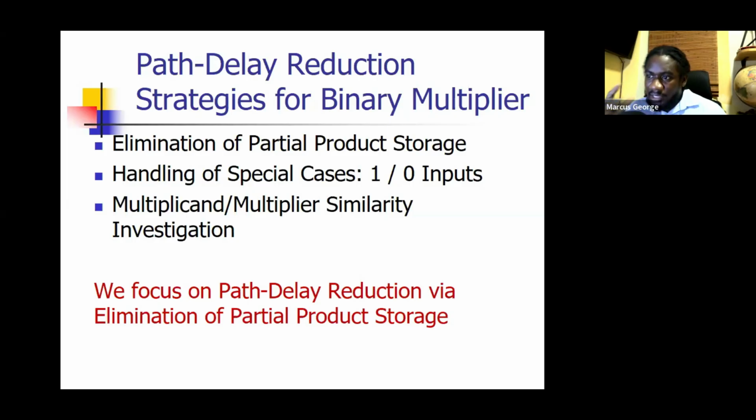The last thing is multiplicand-multiplier similarity investigation. If we have some information of what was multiplied in the past, we could easily retrieve the result, the product. So in this lecture, we're going to focus on path delay reduction via the elimination of the partial product storage operation.